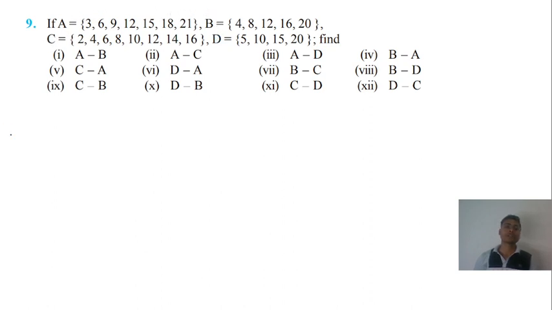So for finding the difference, we will just eliminate B elements from A. So A minus B, we will have to cancel out all the B elements that are present in set A. So is 4 present in A? No. Is 8 present? No. Is 12? Okay, so we will eliminate 12. Is 20? No. So A minus B is all the elements of A after removing set B from it. Okay.